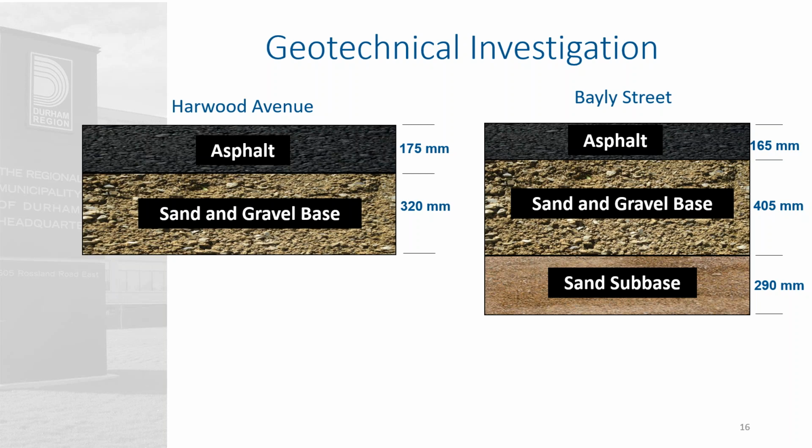So if we were going to do an asphalt reconstruction, it would be full depth asphalt and granular. So that would include 600 millimeters of granular B, 150 millimeters of granular A, and then all new asphalt. So that's what we were comparing in our life cycle cost analysis.